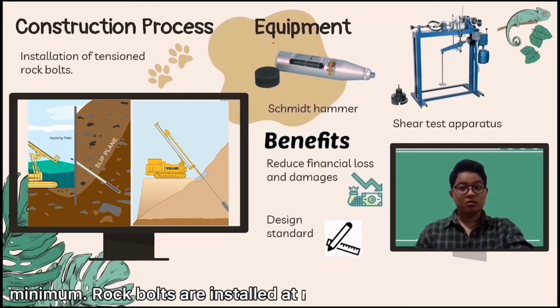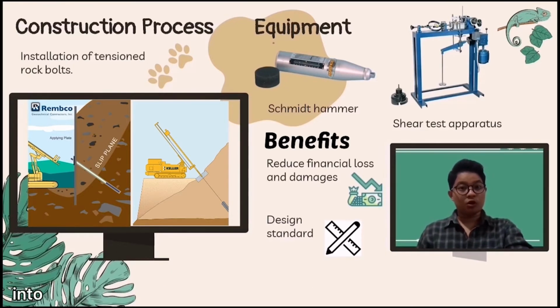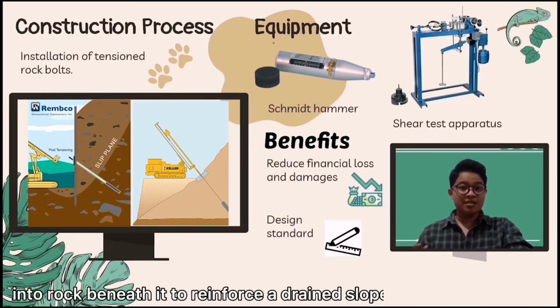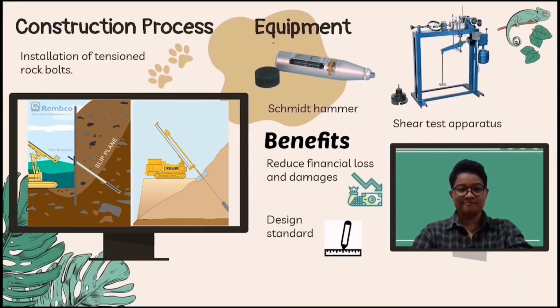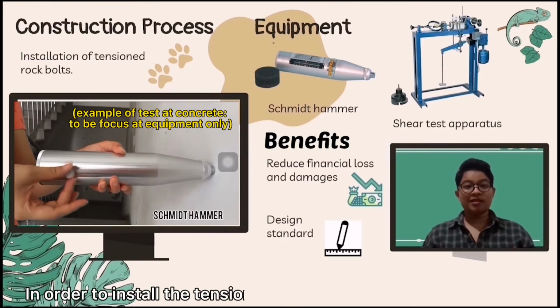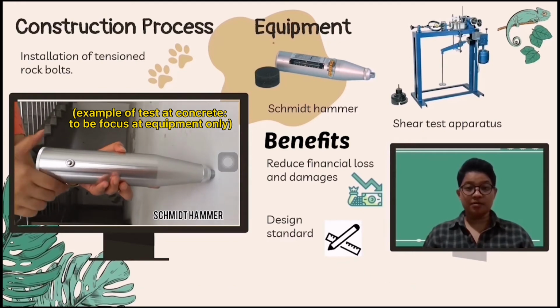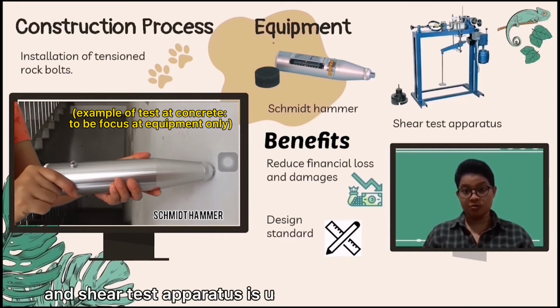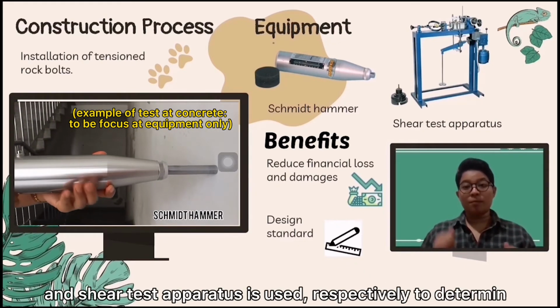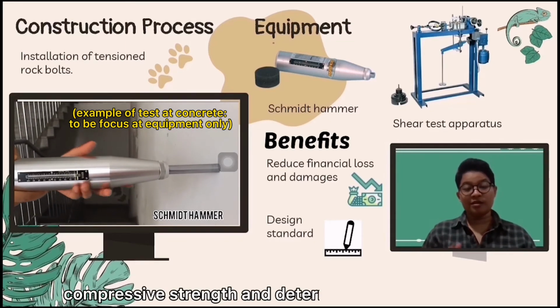Rock bolts are installed at right angles to the sliding plane into the rock beneath it to reinforce a drained slope with zero cohesion. In order to install the tension rock bolts, a Schmidt hammer and shear test apparatus are used, respectively, to determine compressive strength and to conduct the direct shear test.